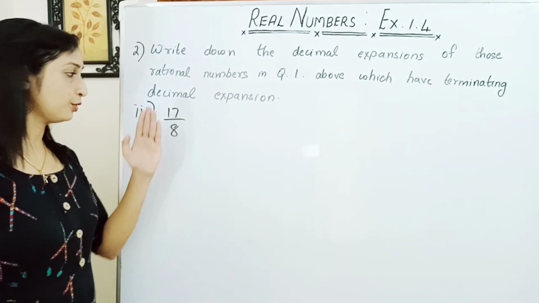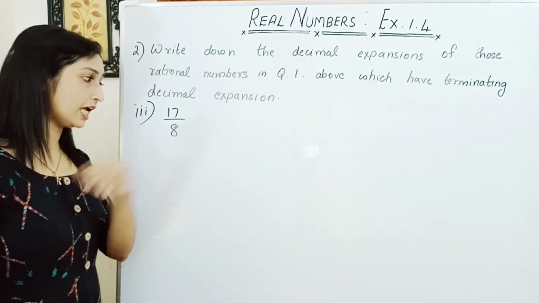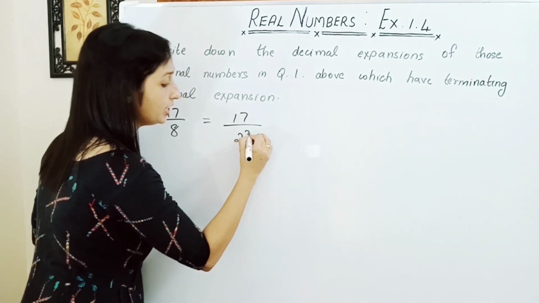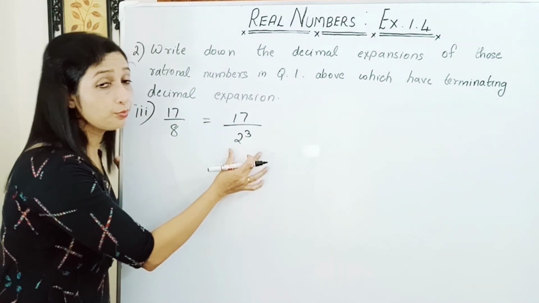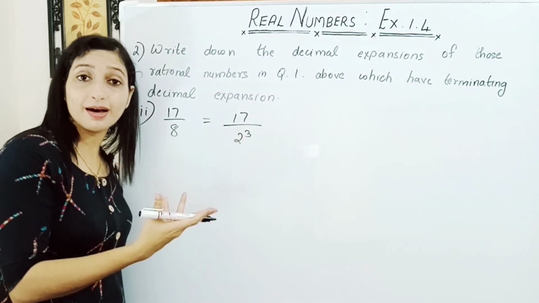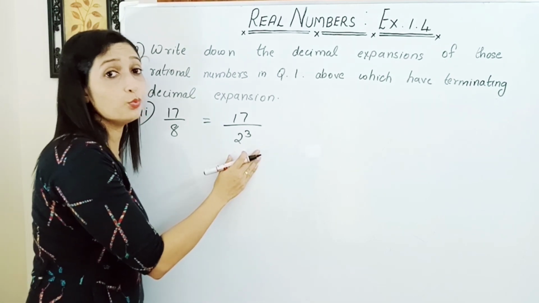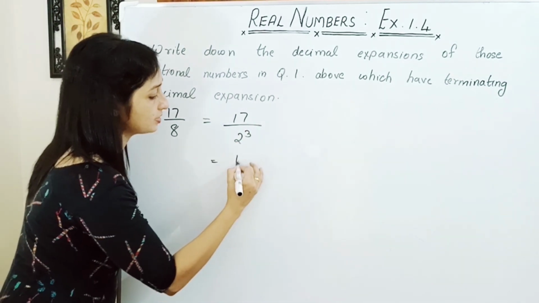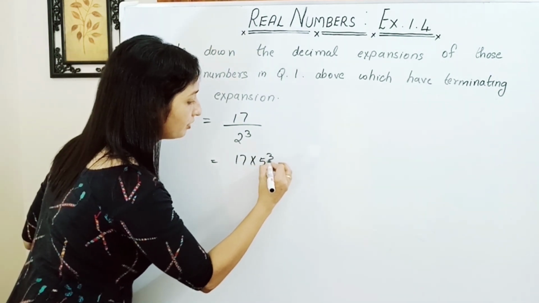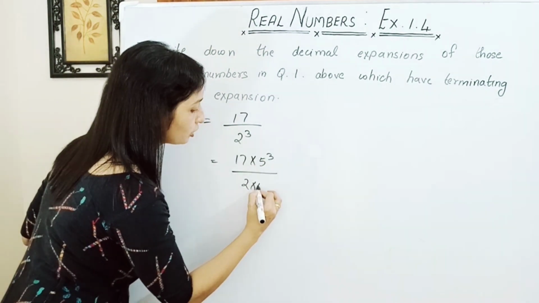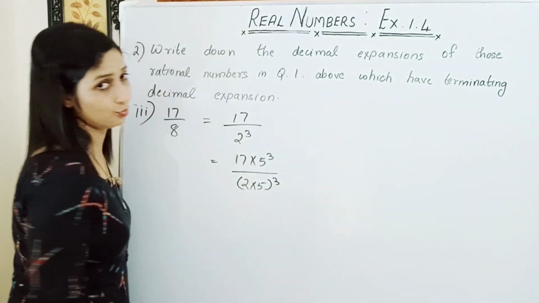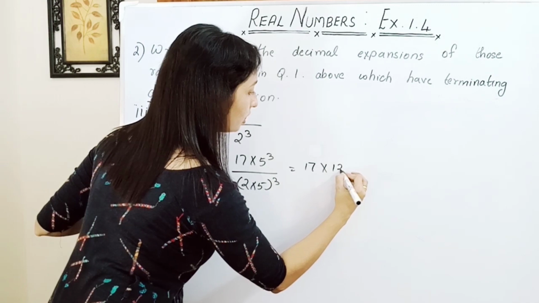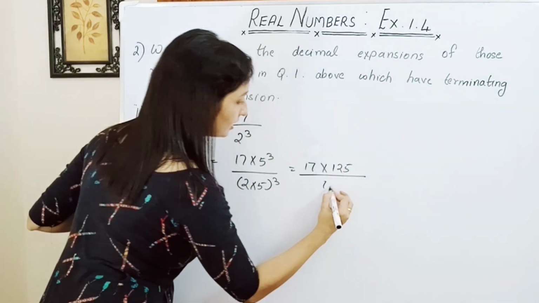So this is our third question, which is 17 by 8. Now how can you write this? You can write it as 17 by 2 cube. Now in order to make the denominator into some power of 10, what can we do? We can multiply and divide by 5 cube. So what does this become? 17 into 5 cube by 2 into 5 the whole cube. So this is equal to 17 into 125 by 10 cube.